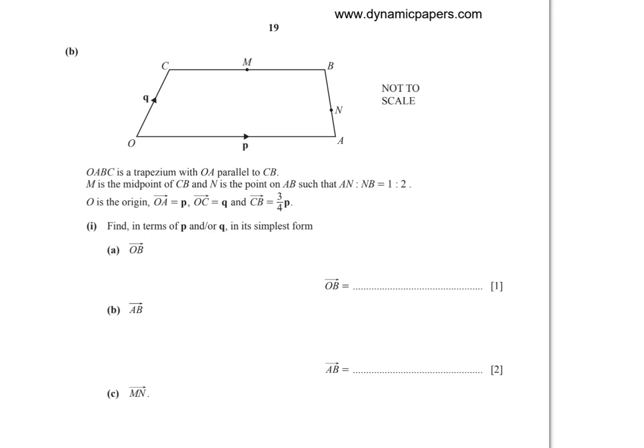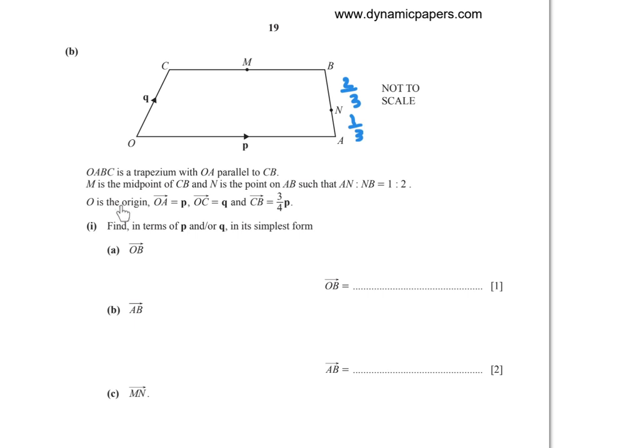B, OABC is a trapezium with OA parallel to CB. M is the midpoint of CB, and N is the point on AB such that AN to NB is 1 to 2. So this is 1 and this is 2. So in all we have 3. So this is 1/3 and this is 2/3 of the whole one.